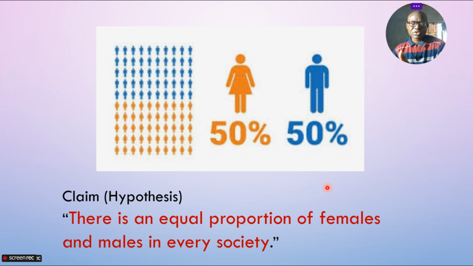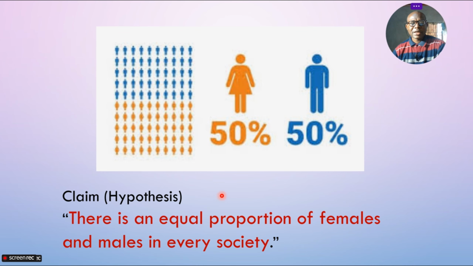Imagine, let's assume a researcher made a claim that there is an equal proportion of females and males in every society. That is a claim, and that is exactly what we describe as a hypothesis. Now, in a bid to verify this claim, it is expected that the researcher will conduct a study. Maybe select a particular community, and then do a census of the number of male and the number of female in that community.